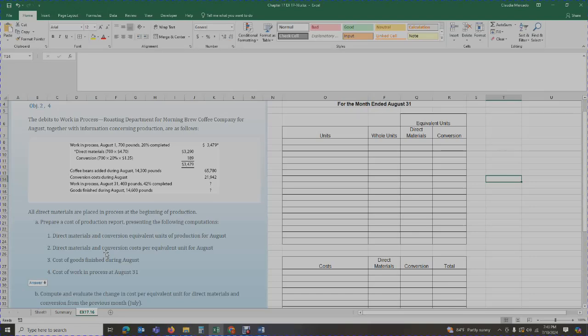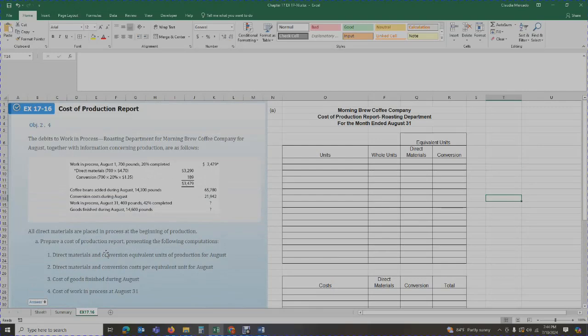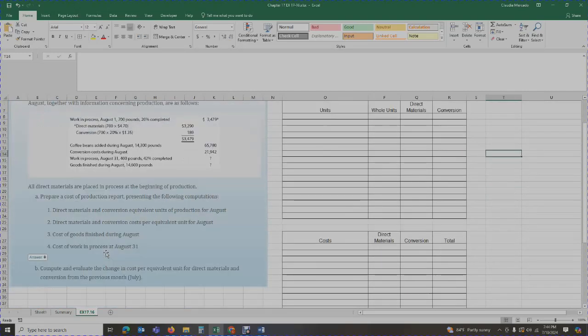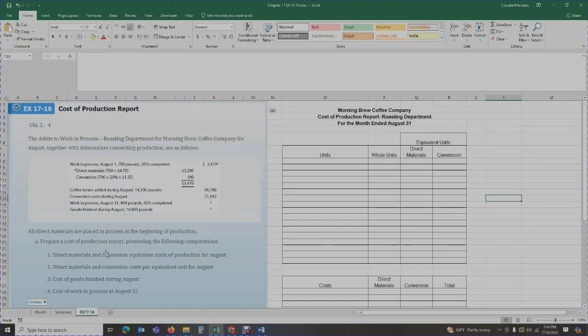We are being asked to prepare a cost of production report presenting the following computations. Number one, direct materials and conversion equivalent units of production for August. Number two, direct materials and conversion costs per equivalent unit for August. Number three, the cost of goods finished during August and the cost of work in process at the end of August 31st. After we are done with the cost of production report, we are being asked to compute and evaluate the change in cost per equivalent unit for direct materials and conversion from the prior month. So we're going to compare how we did this month in comparison to last month, to the July numbers.